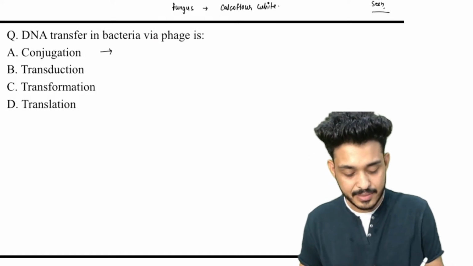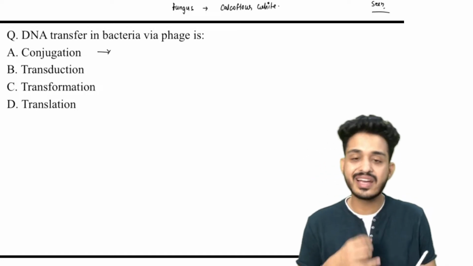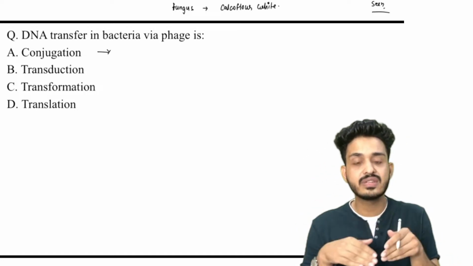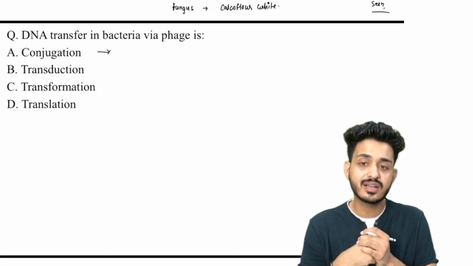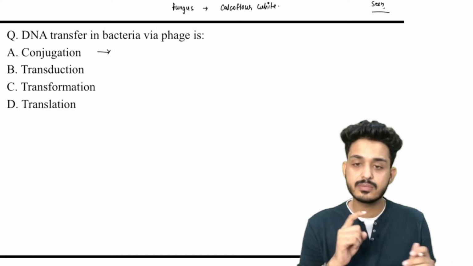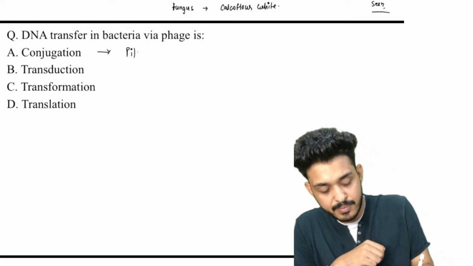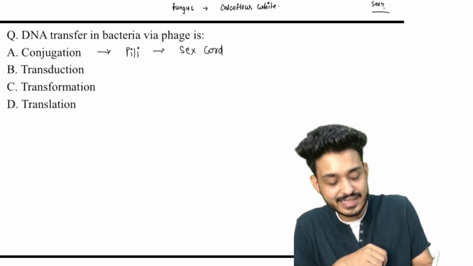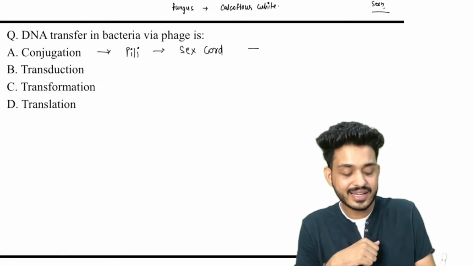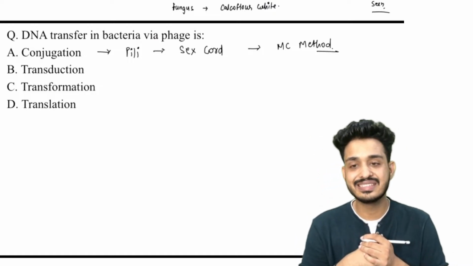Okay, so what is conjugation, guys? Conjugation in bacteria: we are having different things present on the surface of the bacteria. We are having flagella, we are having mesosomes, multiple things are there. Out of them, the important one is pili. The function of pili is that it will act as a sex pilus. It is the most common method of resistance transfer.